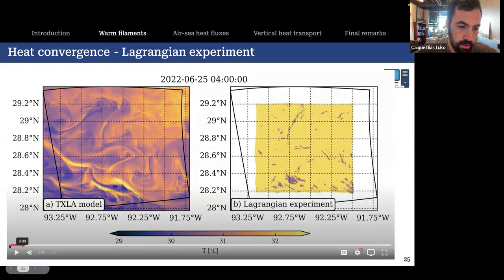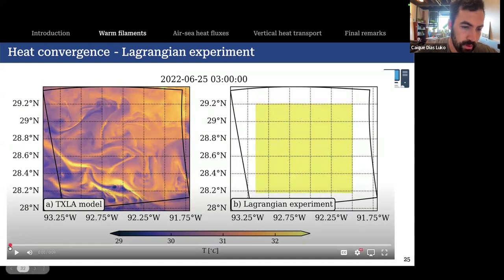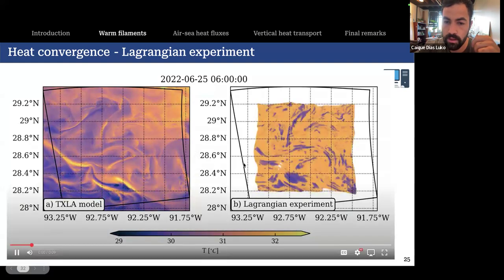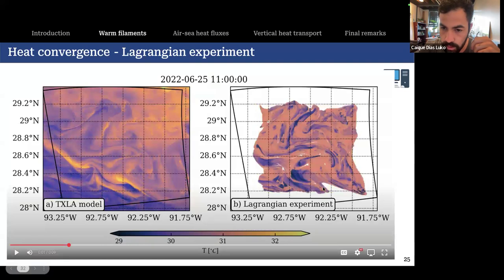So we're going to start here. I'm only plotting on the right the particles that are between 1 and 2 meters, and we have the initial condition with all the particles at the top at 32.5 degrees Celsius. As soon as we start running the simulation, the particles quickly start to converge at the same regions where we see the SST filaments in the 3D simulation.